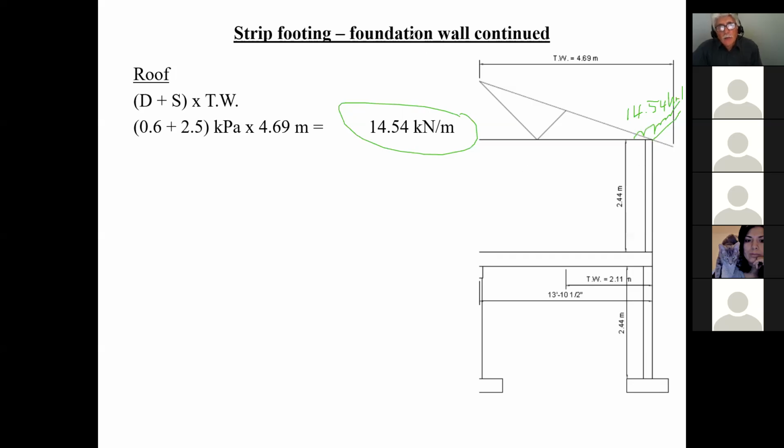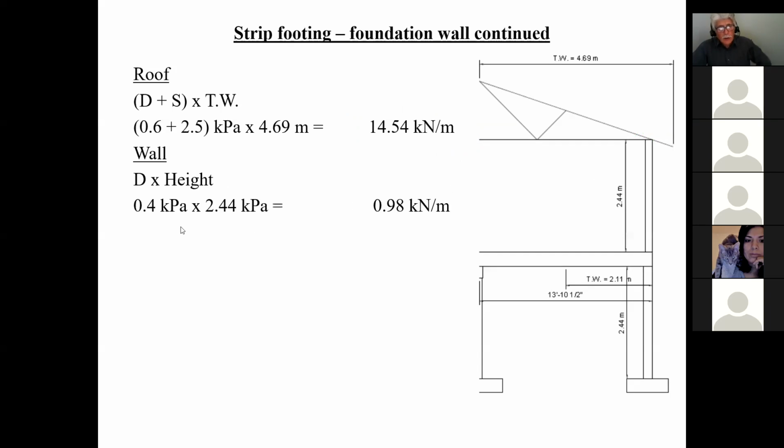I have the weight of the wall in terms of a pressure over a surface area. If I multiply that by the height of the wall, I'm going to get the distributed load that's acting along the wall. So the dead load of the wall times the height will give me the distributed load acting along the wall.